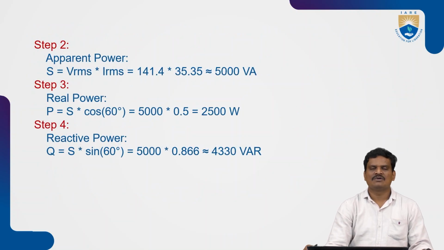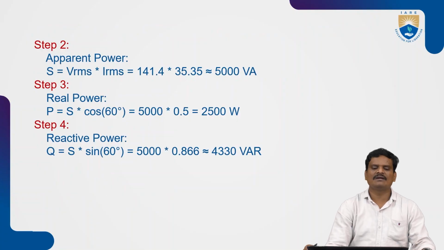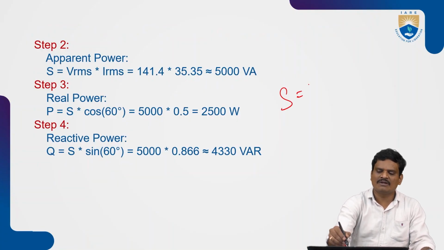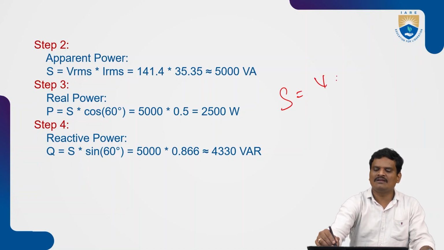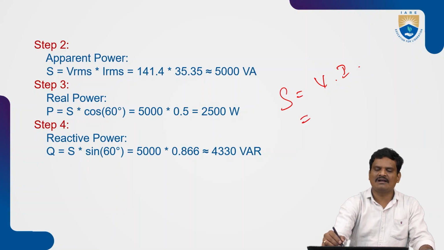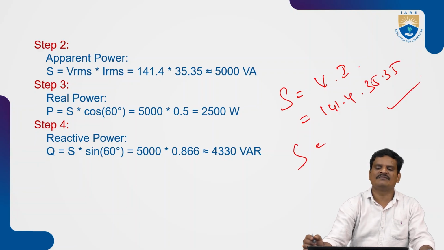Coming to the second step. What are the different parameters you need to calculate here? You need to calculate the total power of the circuit, the reactive power Q, and also the average power. In order to calculate the apparent power, that is S, which can also be called the total power, you know that it is V into I. The value of Vrms, already calculated earlier, is 141.4. The value of Irms is 35.35. This will give the apparent power of the circuit.